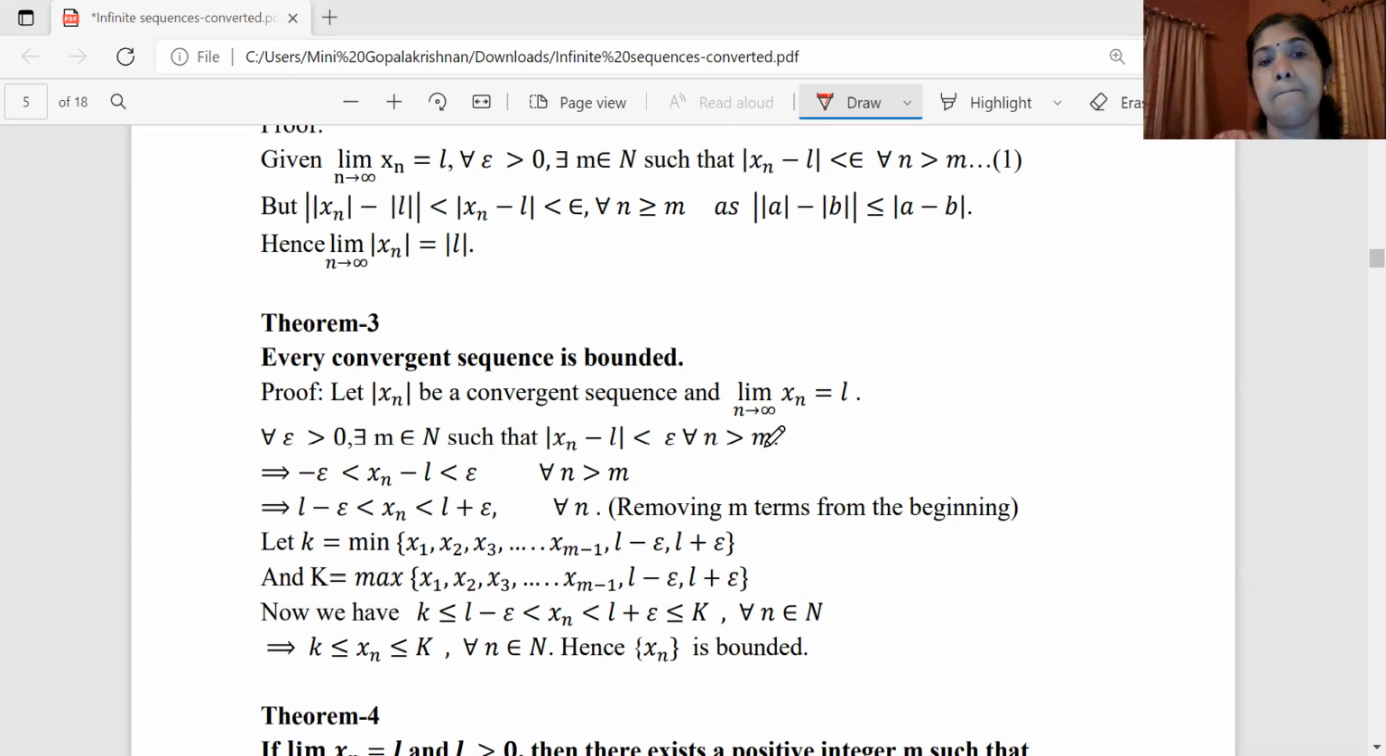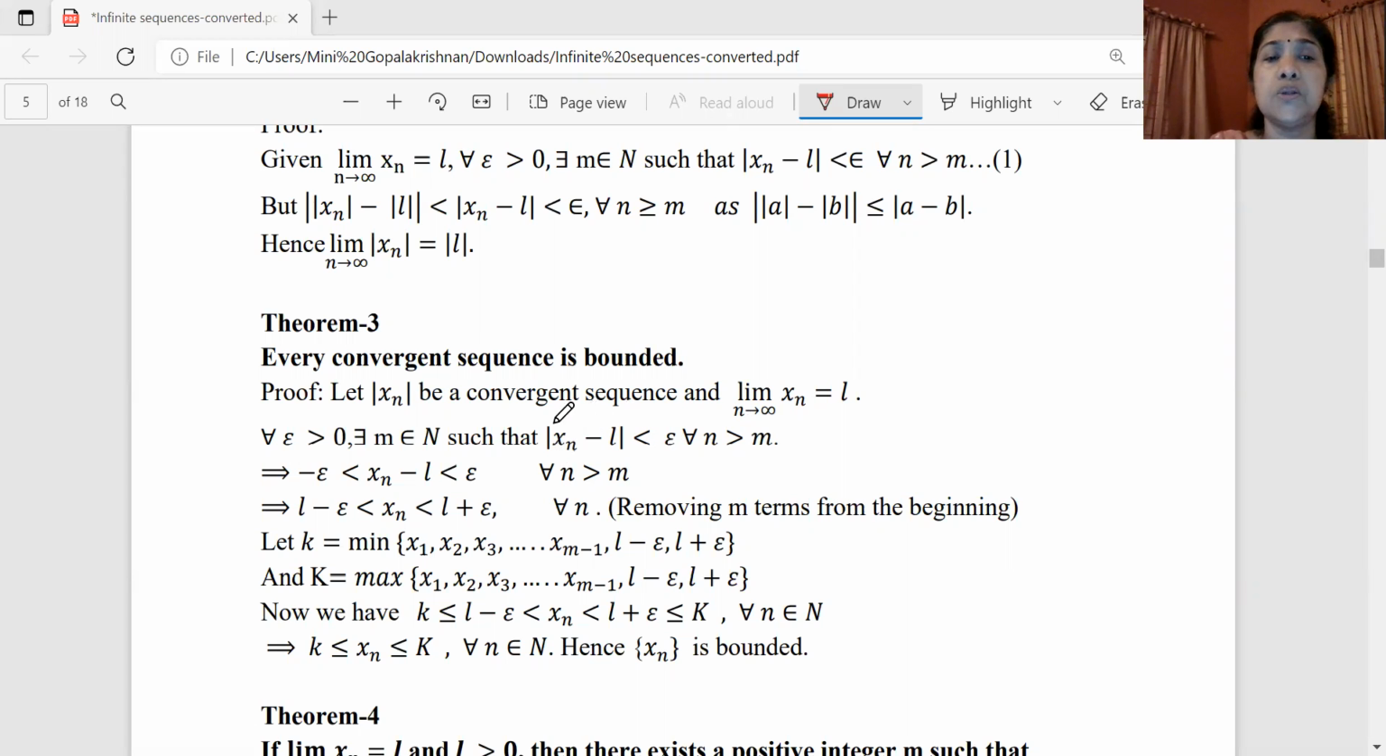crosses xm, when n is greater than m, all those elements where n is greater than m, all those xn's become very close to the limit L. The difference between xn and L is made very small, almost equal to epsilon, which is a quantity that lies between 0 and 1. It is a very negligible positive quantity.